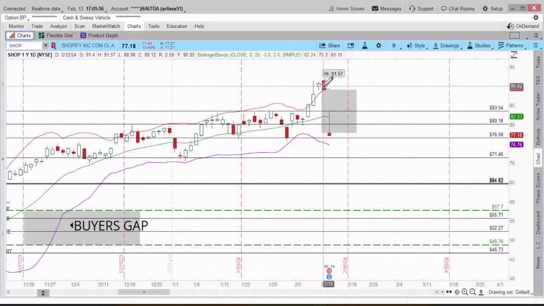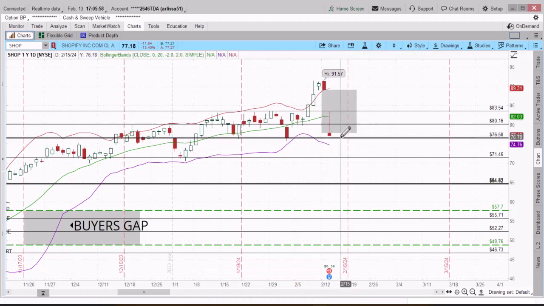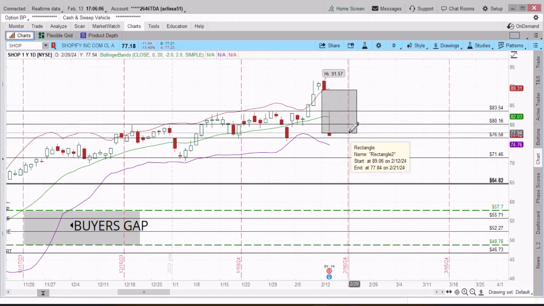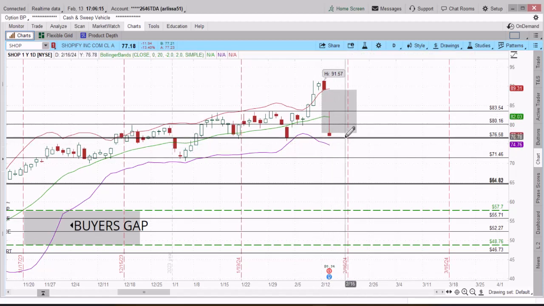Okay, so we see that this has come down to a support area. It would really be best to wait to see how does it respond to this support area. Does it hit the support area and reverse and start to go back up? Does it go through this support area down to the next one? You really want to, in this case, see one more candle.